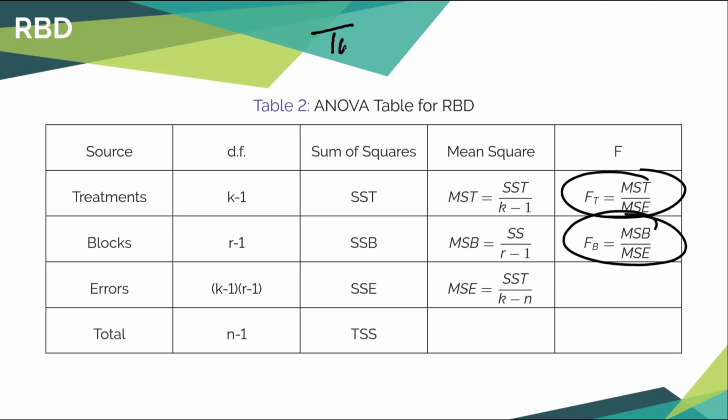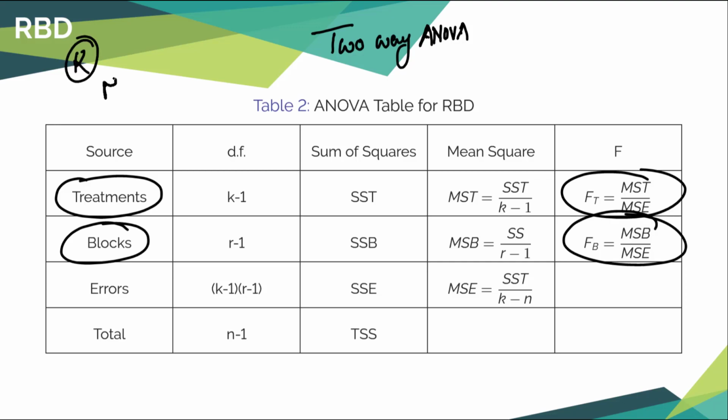So that's why it is called two-way ANOVA. Our data are divided or grouped according to 2 criteria. One is according to the treatment, one is according to the blocks or groups. That's why it is called a two-way ANOVA. And that's why we calculate 2 different Fs, right? One for treatment, one for block, right? So here we have K treatments and R blocks. So we have divided our experimental area into R groups and we are applying K different treatments.